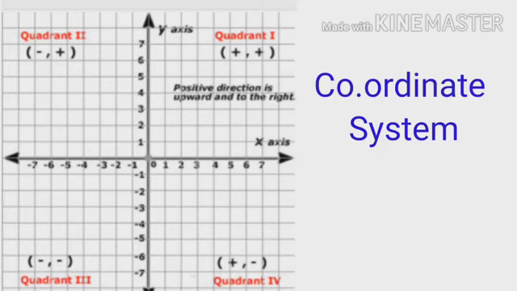Next, if the x coordinate of any point is 0, then the point lies on y-axis. If the y coordinate of any point is 0, then the point lies on x-axis. That means if x coordinate is 0, then the point doesn't lie in a quadrant, it lies on an axis. If x coordinate is 0, then it lies on y-axis. If y coordinate is 0, then it lies on x-axis.